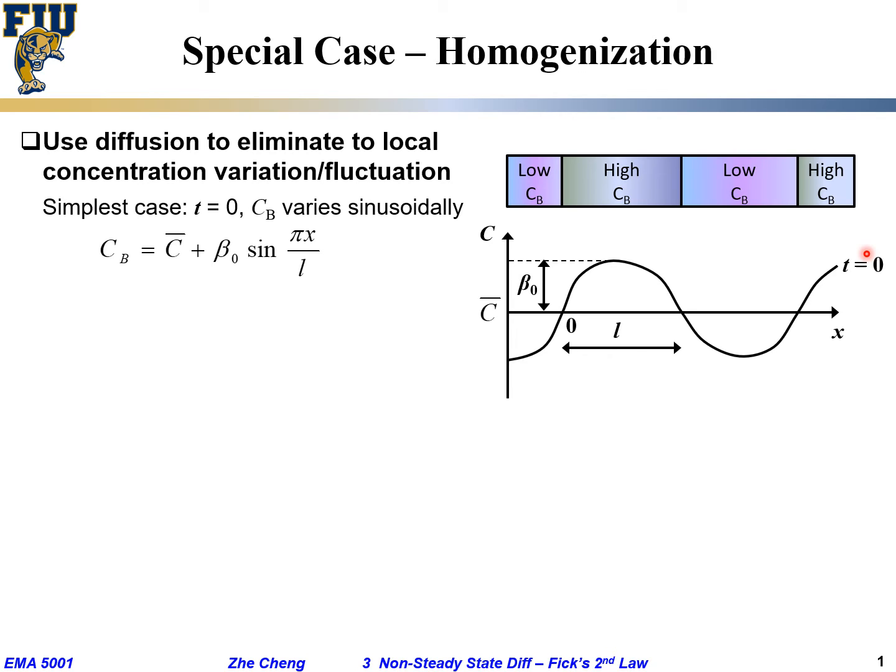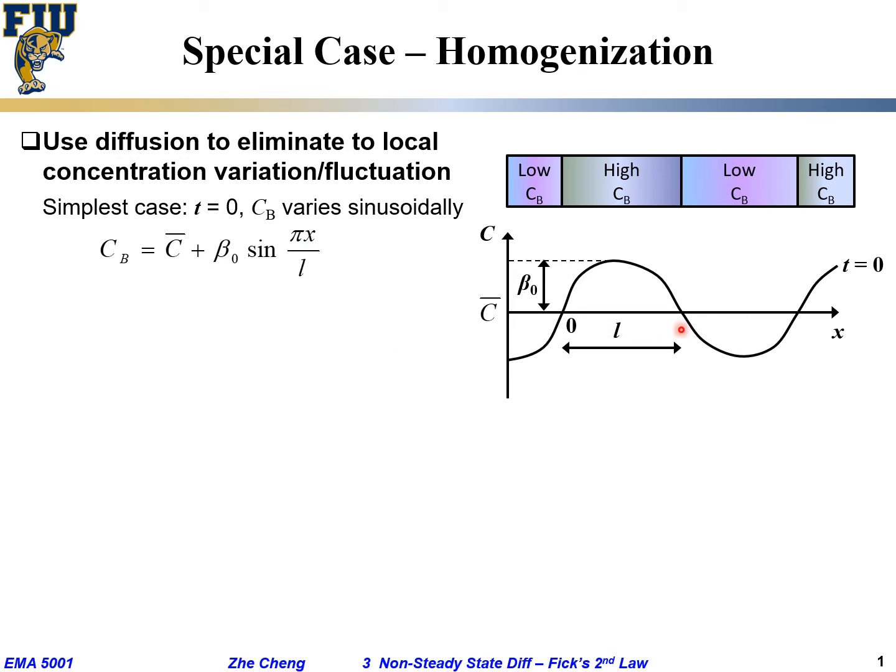Typically, if it's a sine function, we can write the analytical concentration equation as something like this: C_B, B for the local solute within the solution. Let's say B is our solute atom, and C bar. What does C bar mean? Let's say C bar is the average of this sine. Then plus an oscillation term. What is B0? That's the amplitude of that oscillation, right? And of course, this is our sine function, sine of pi x divided by L.